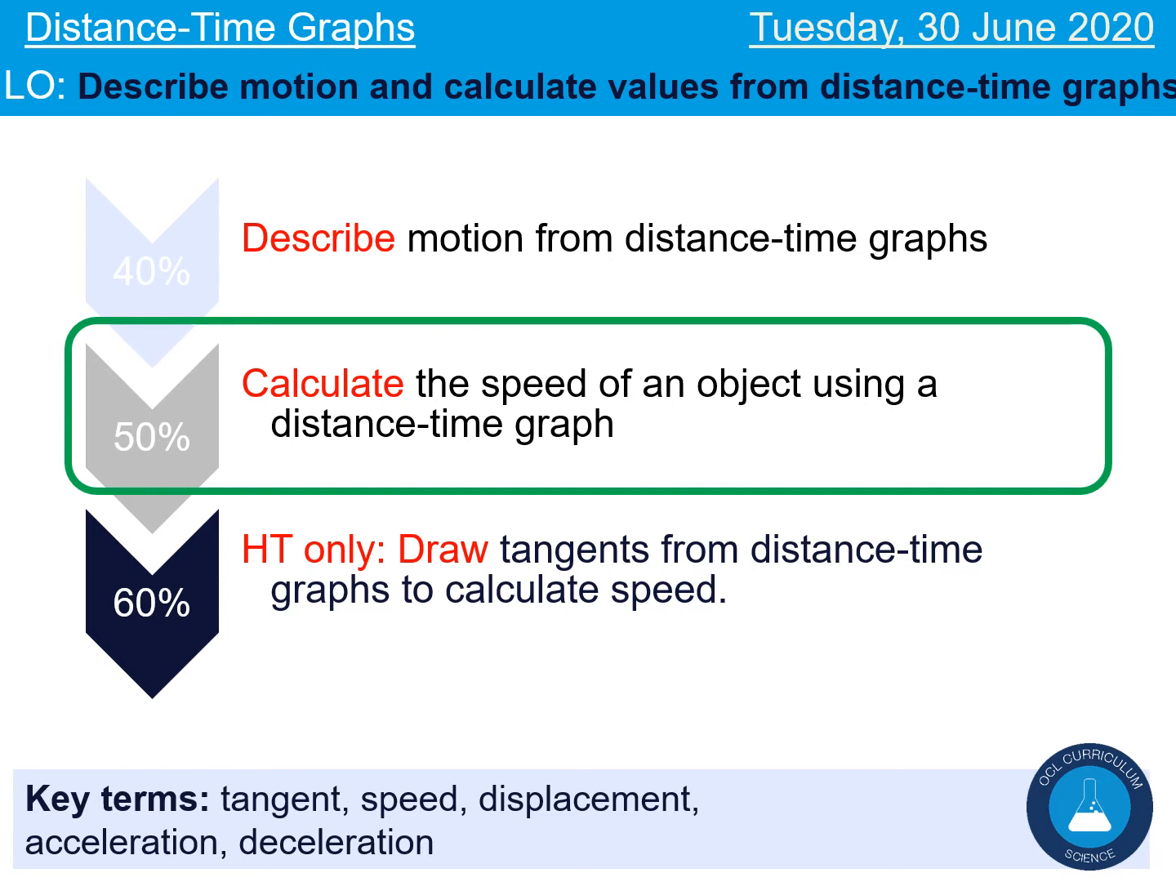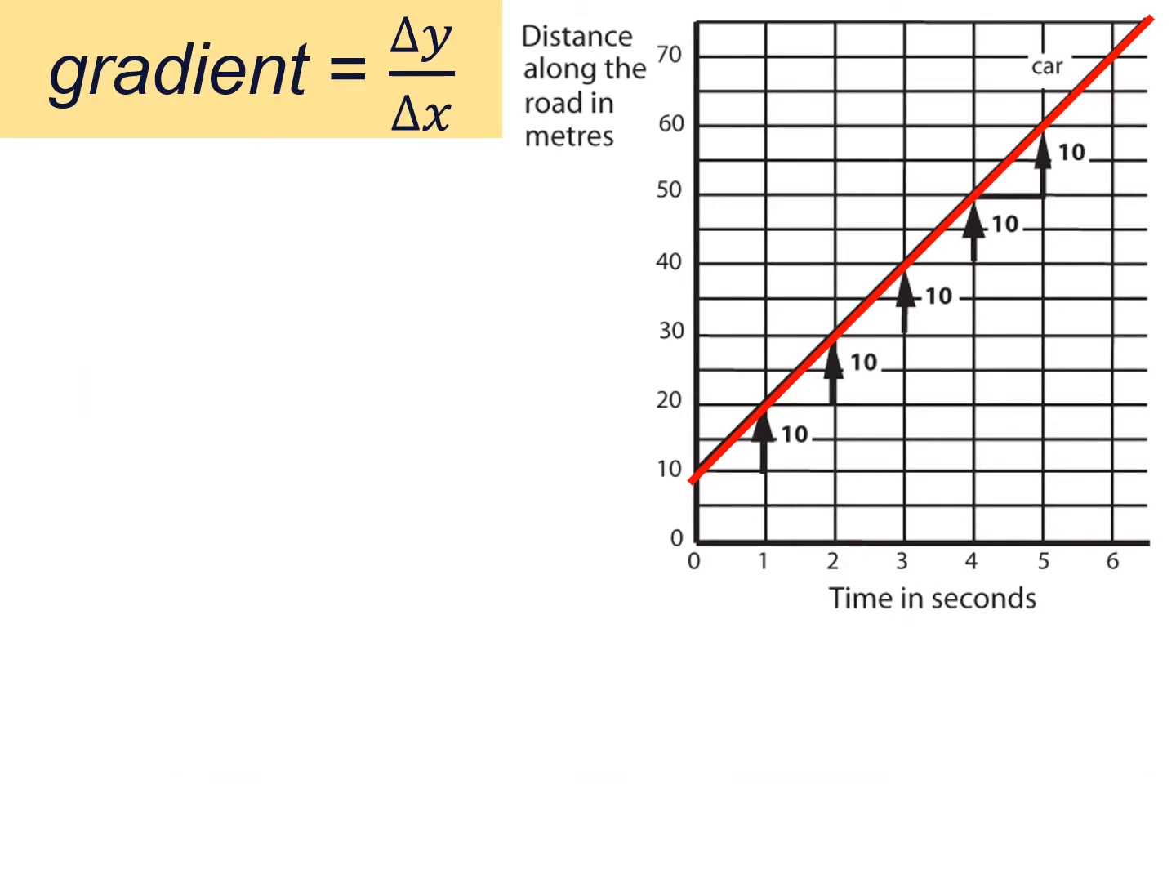We're now going to complete the second learning objective, which is calculating the speed of an object using a distance time graph. The speed of an object can be calculated from a graph by working out the gradient of the line. The gradient of the line means the change in y divided by the change in x. The change in y is the distance and the change in x is the time. The symbol delta represents the change in.